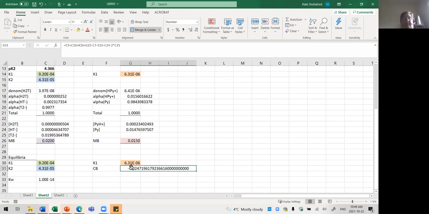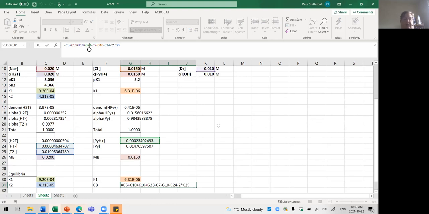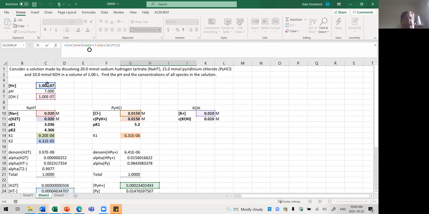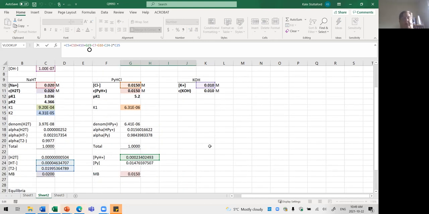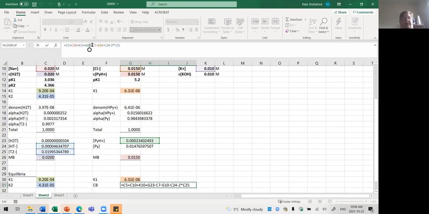Where the magic happens is right here. This is the charge balance equation. We haven't done a charge balance equation on a spreadsheet yet, but all I've done is I've taken all of my ionic species. So you can see I've got the sodium, the chloride, the potassium, I've got the HT minus, the T2 minus, and the pyridinium hydrochloride. I've also got the H plus and the OH minus all included in this formula. I've taken all of the cations and added them all together and then subtracted all of the anions. There is a 2 in there because the T2 minus has a minus 2 charge, so to balance out the charge, I need to take its concentration and multiply by 2.